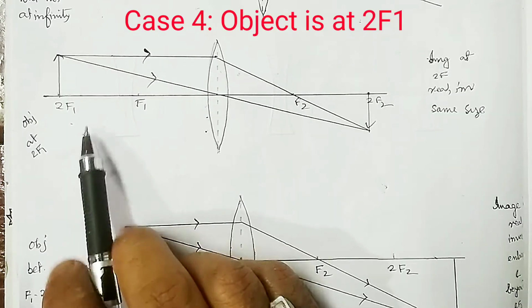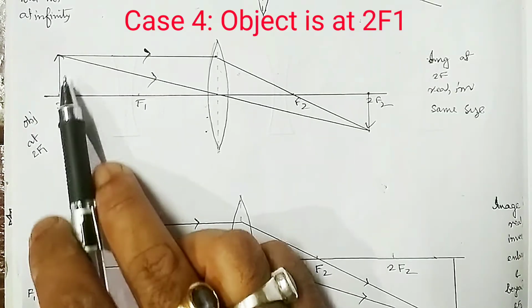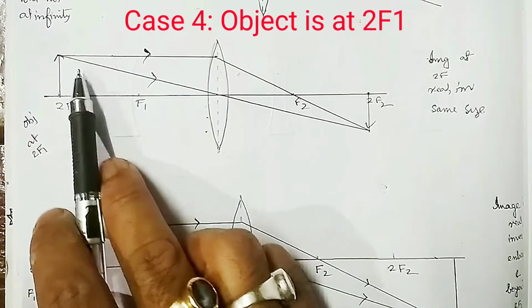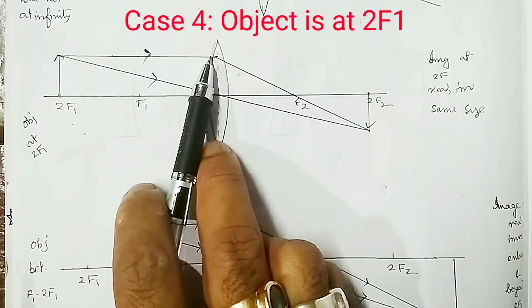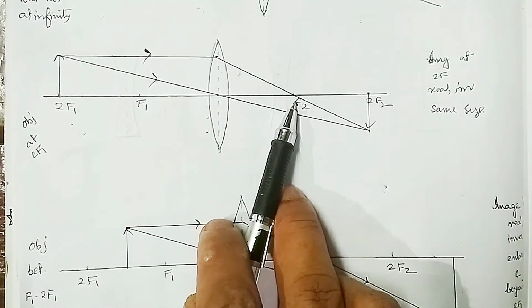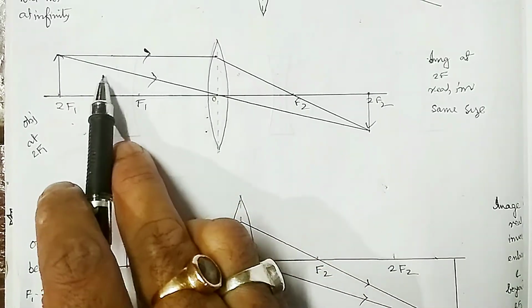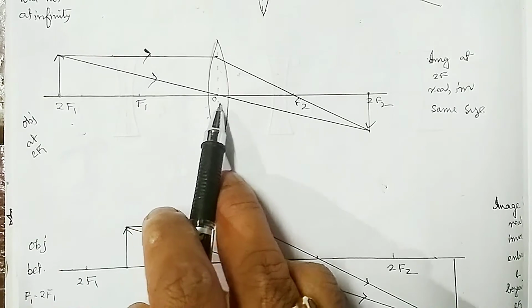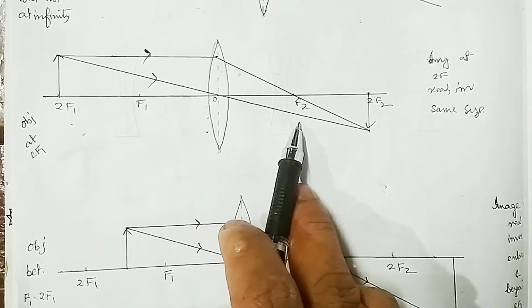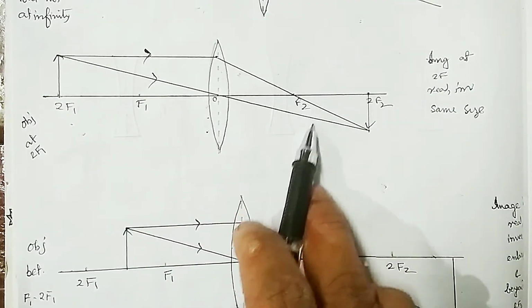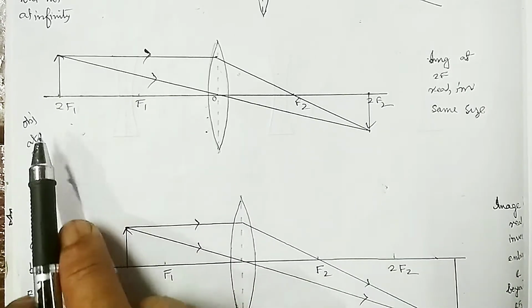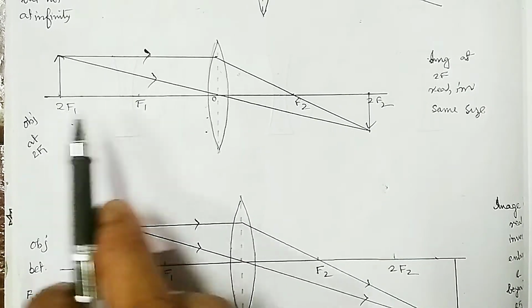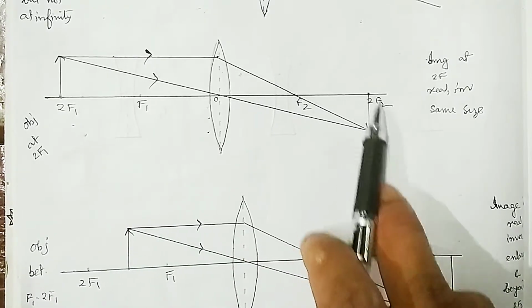Now in case 4, the object is located at 2f1. In that case, one ray which is parallel to the principal axis, after refraction through the lens, will pass through the second principal focus. Another ray which passes through the optical center will go straight without any refraction, and these two rays are going to meet at 2f2. So when the object is at 2f1, the image will be formed at 2f2.